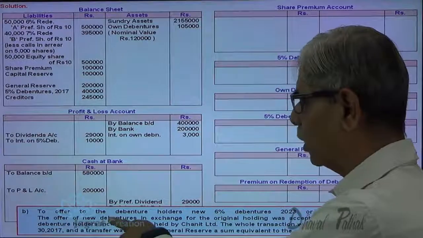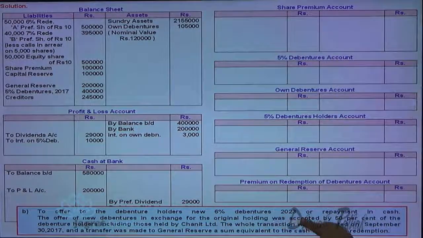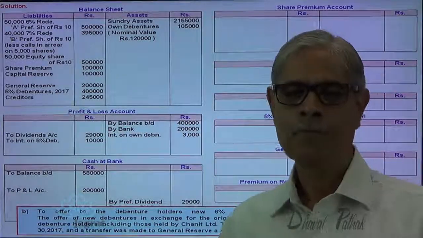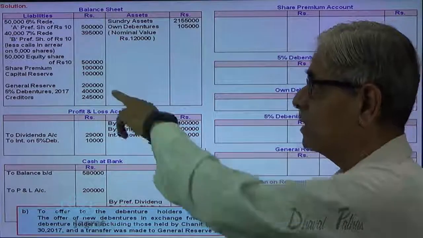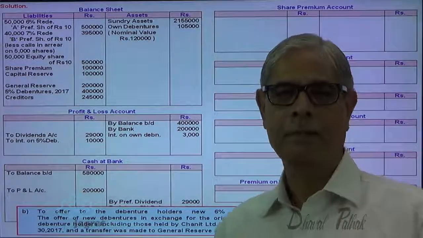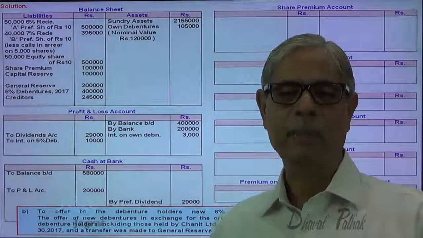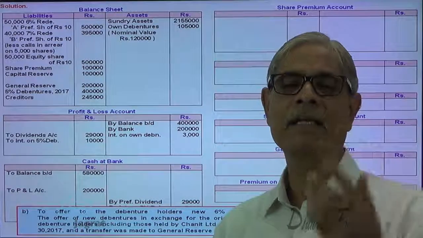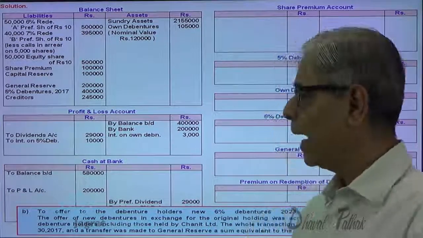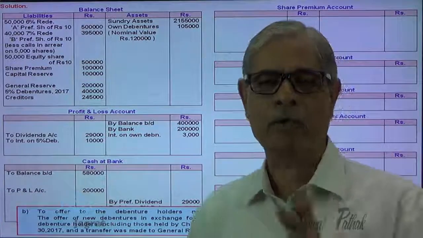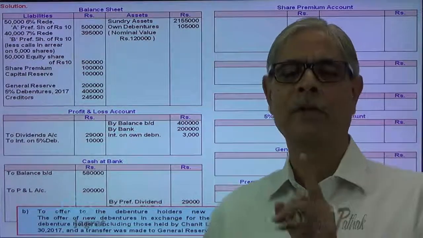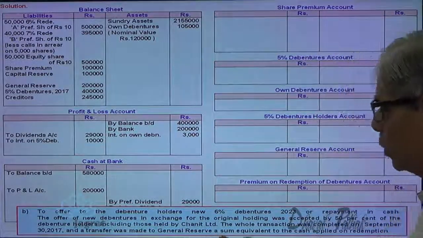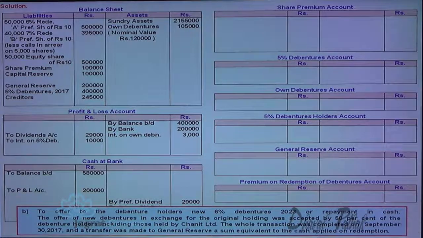Now the offer of our new debenture in exchange of original holding was accepted by 50% of the debenture holders. So out of 4 lakhs, debenture liability is 4 lakhs. That is redeemable at a premium of 10%, remember it. So 4,40,000 is the total liability to be paid. 50% of the payment is made in cash and 50% new debentures are issued. That is the transaction. And the extent to which the amount is paid in cash, to that extent, amount will be transferred from profit and loss account to general reserve. That is also mentioned to you. The transfer was made to general reserve, a sum equivalent to the cash applied for redemption of debentures.